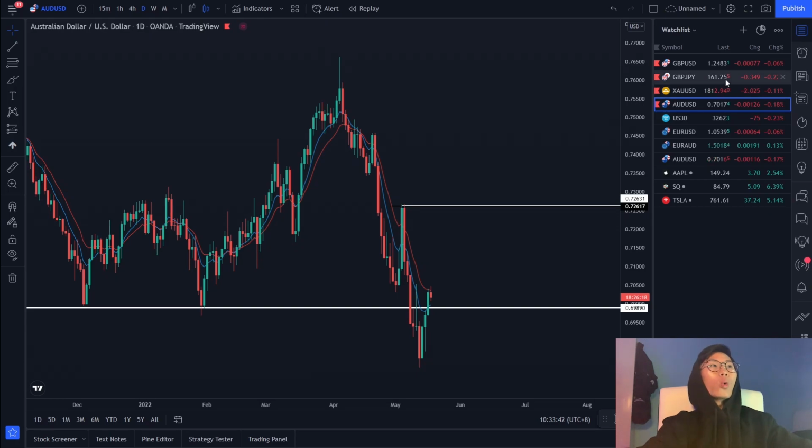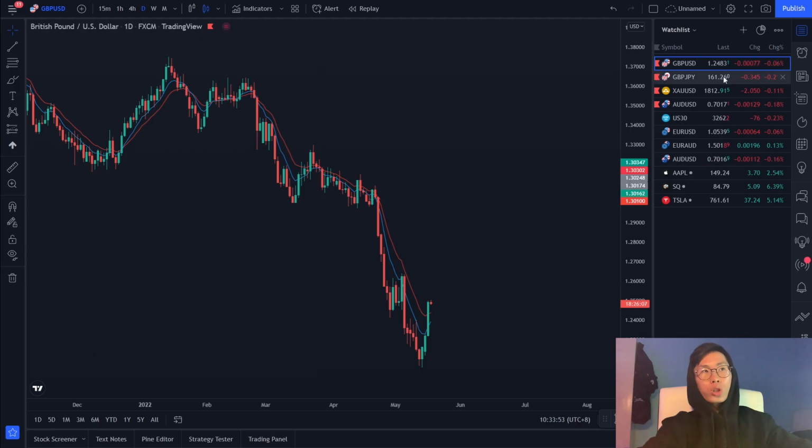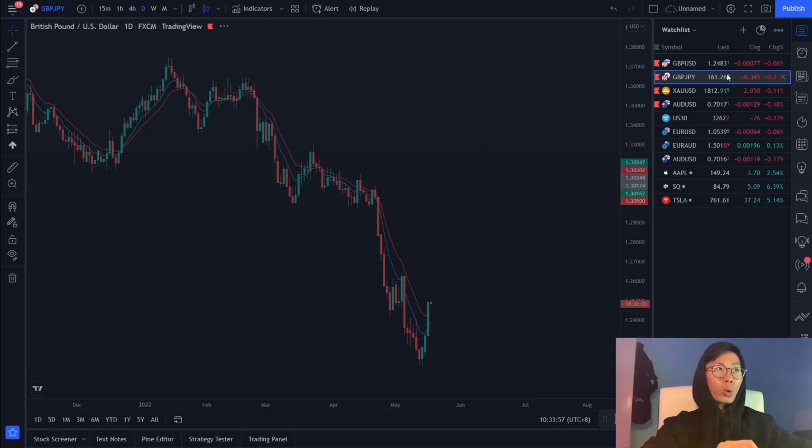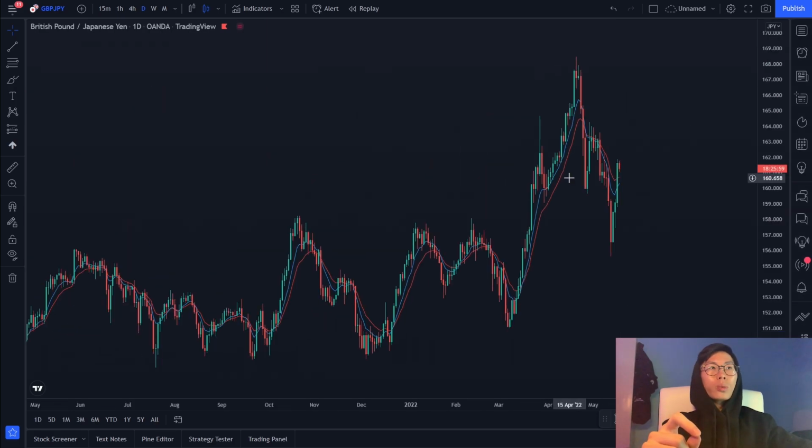Alright, next let's look at the pound pairs, and we're going to look at GBPJPY because it moves fast as hell. I don't really trade GBPUSD anymore, but I will still look at it sometimes because it's correlated with GBPJPY, which is what I'm trading. Let's take a look at GBPJPY.